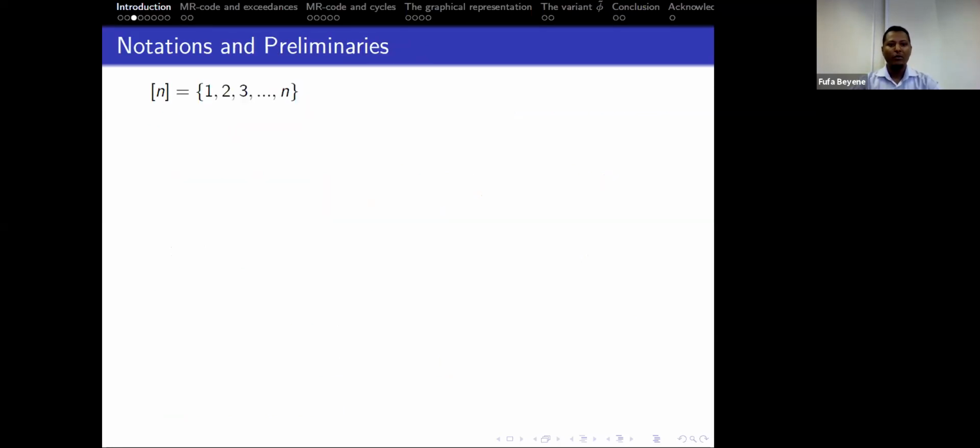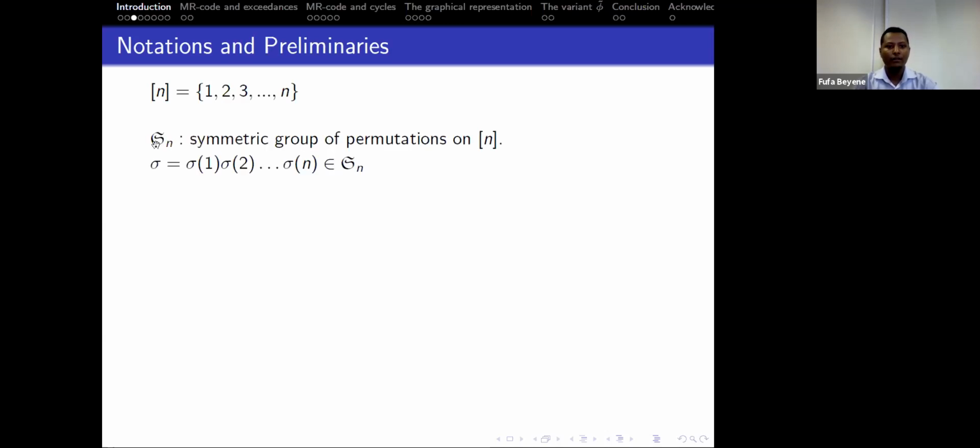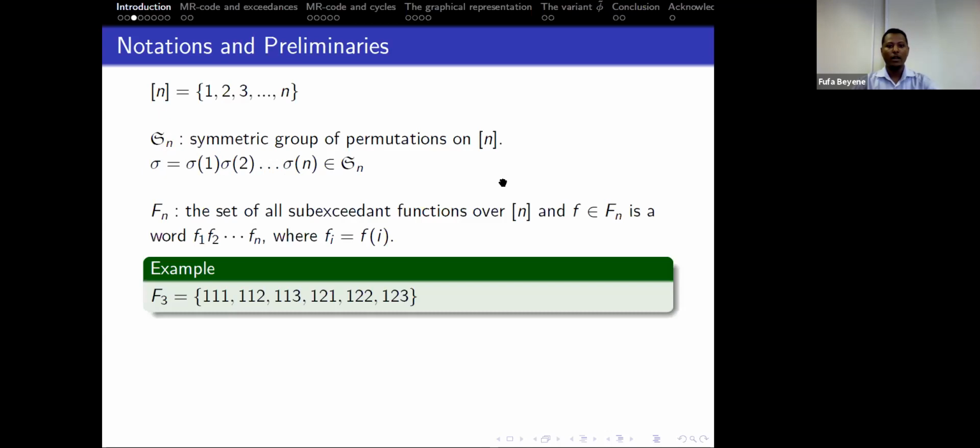Further, we need some notations and preliminaries. For instance, this is the set of the first n positive integers. Here we have the symmetric group of permutations on this set, denoted by capital Sn. When sigma is taken from this set, we denote it by sigma of 1, sigma of 2, up to sigma of n, which are the images of the integers 1 to n in their natural order. So we have this notation.